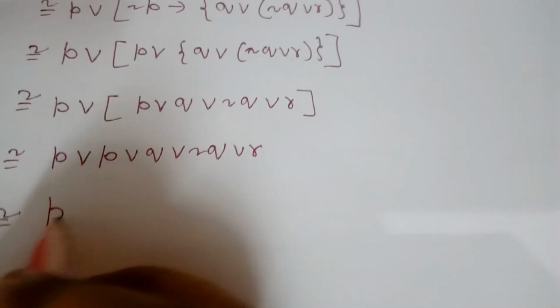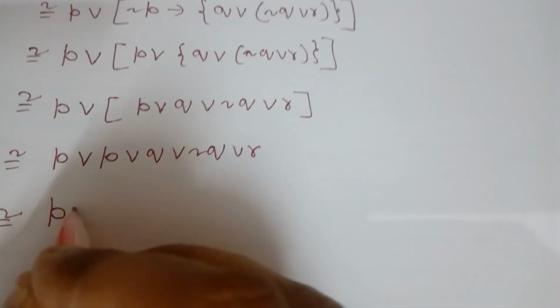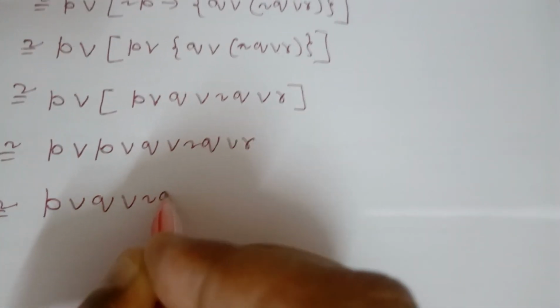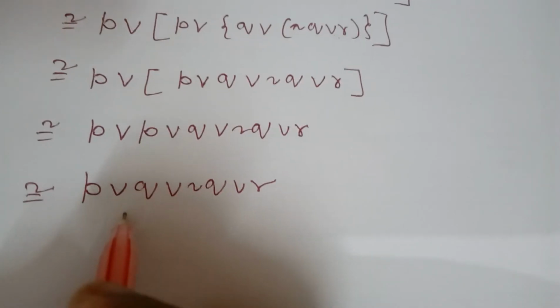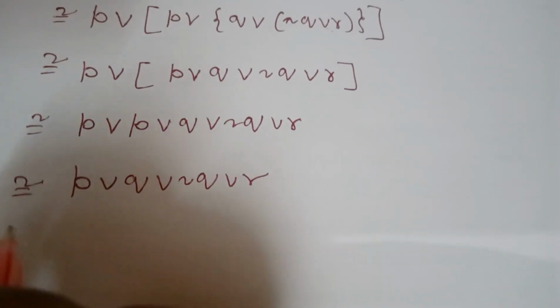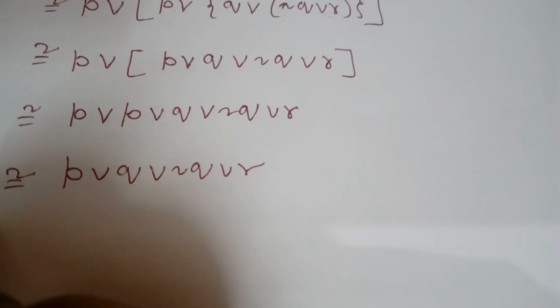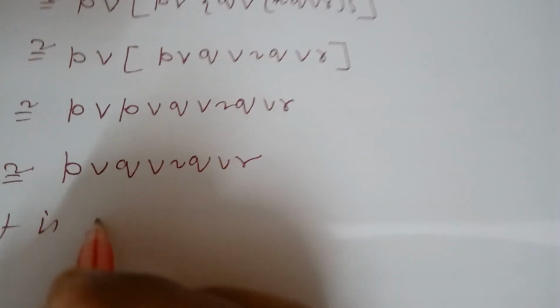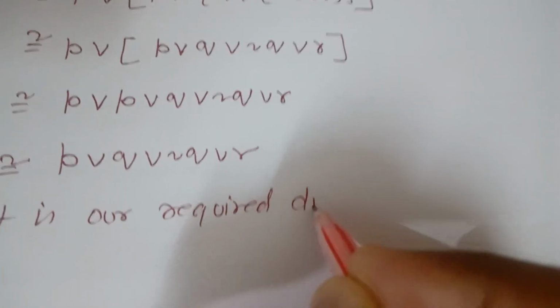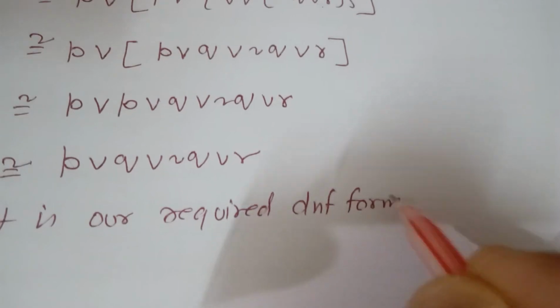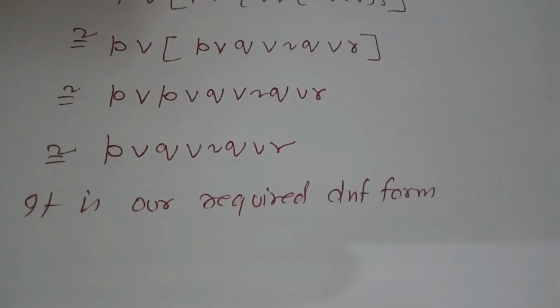Now we know that P disjunction P will be P, and then Q disjunction negation of Q or R. Here all the propositions are connected by the connective disjunction, so we can say that it is our required DNF, since all the propositions are connected by the connective disjunction.